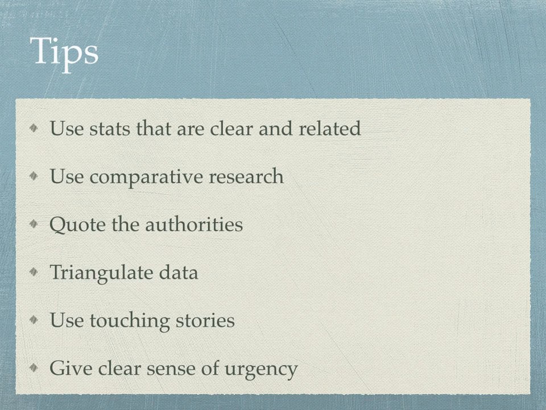Some tips when writing. One is to use statistics that are clear and related. Also, it's really important to use comparative research, which means you would look and see, let's say it's a community grant and it's something to do with improving housing conditions. Then you would want to try to find where someone had done something similar within a community that you're seeking to do within this particular community and show the effects of that, right? So that would be comparative research.